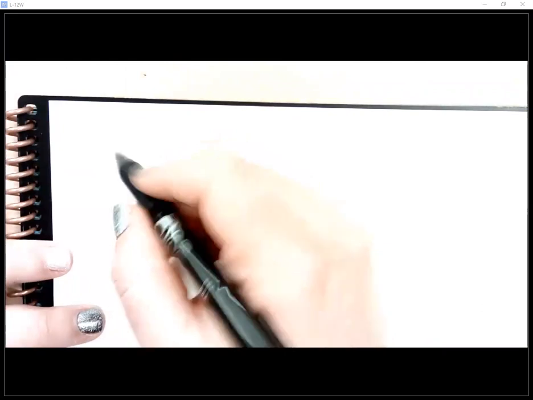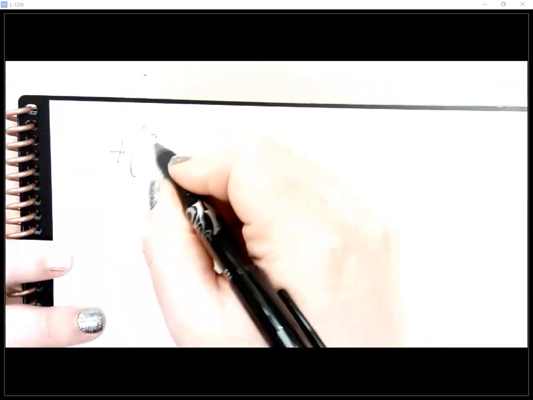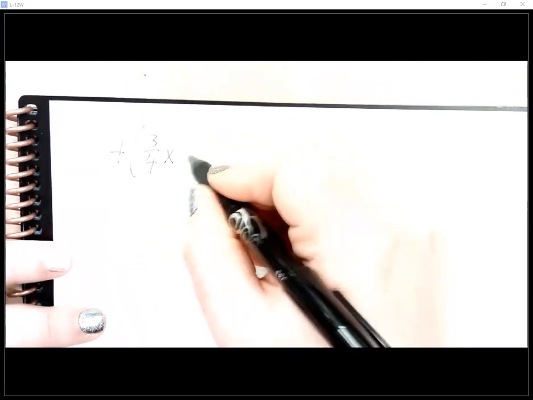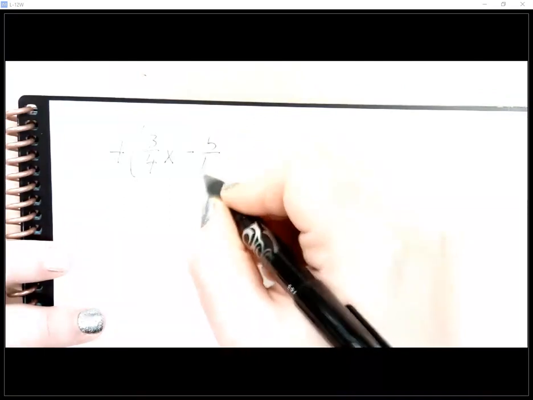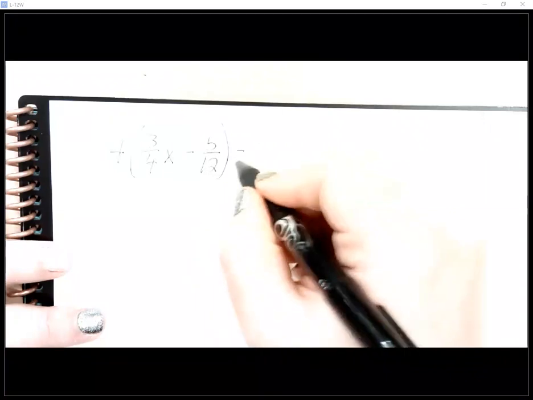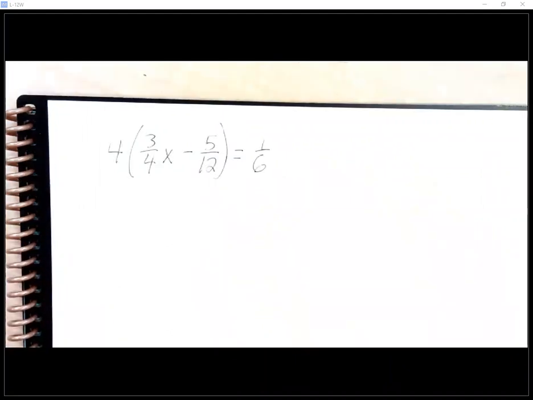Let's do 4 times 3/4 x minus 12 equals 1/6. Something like this.